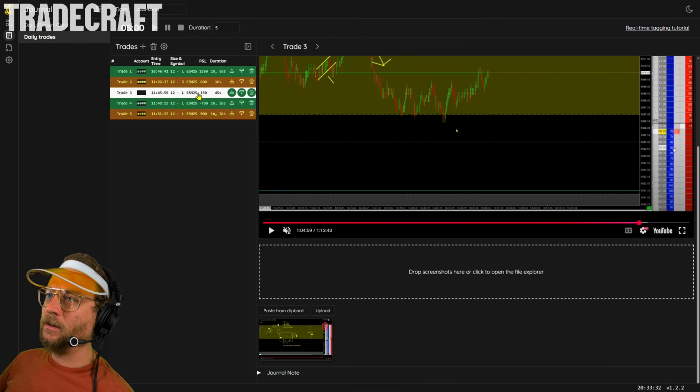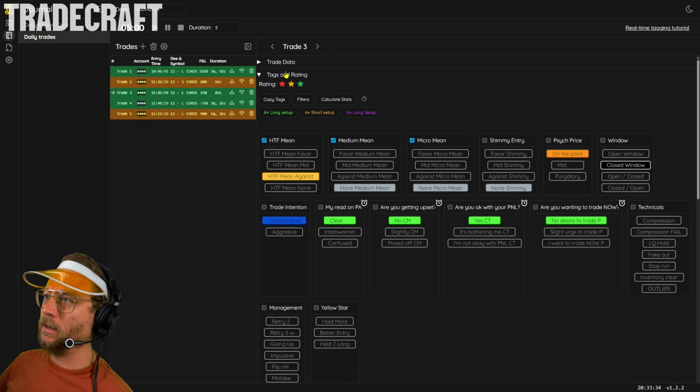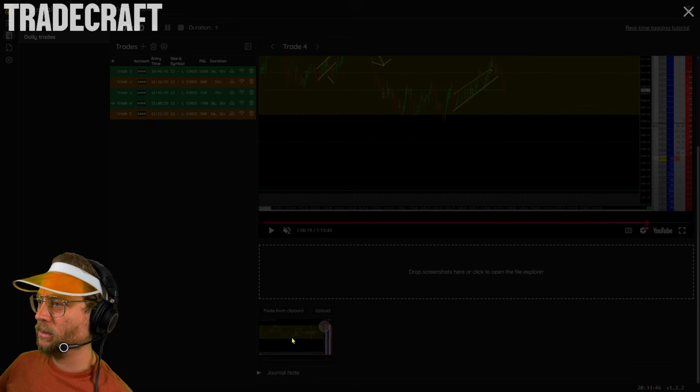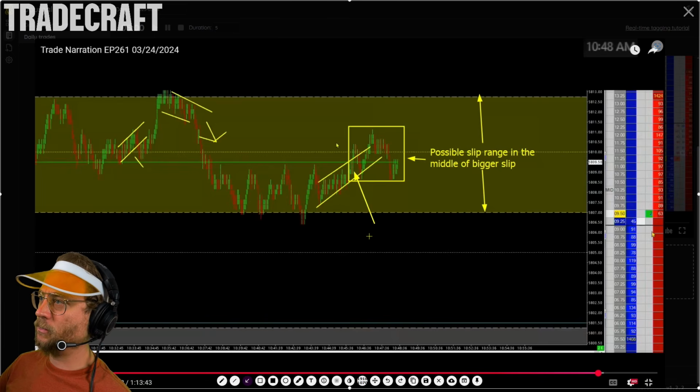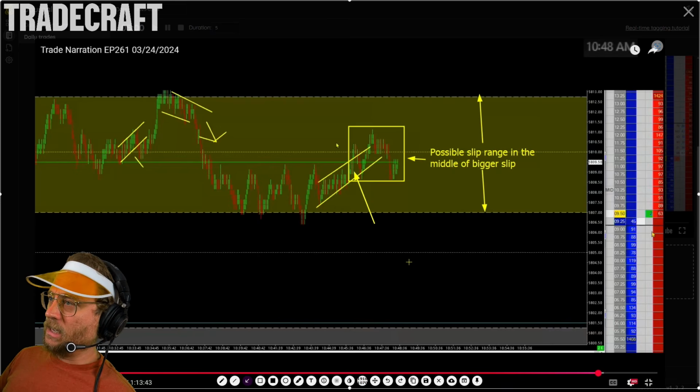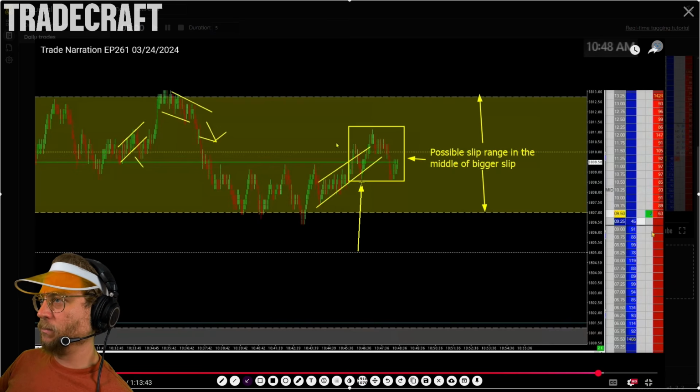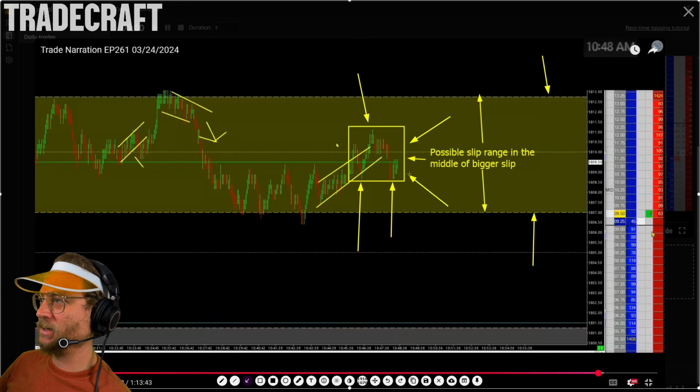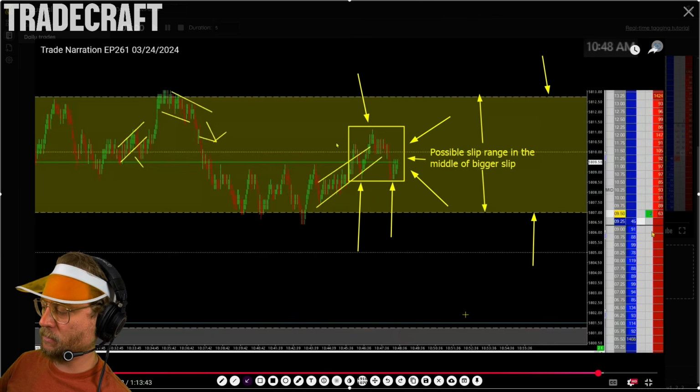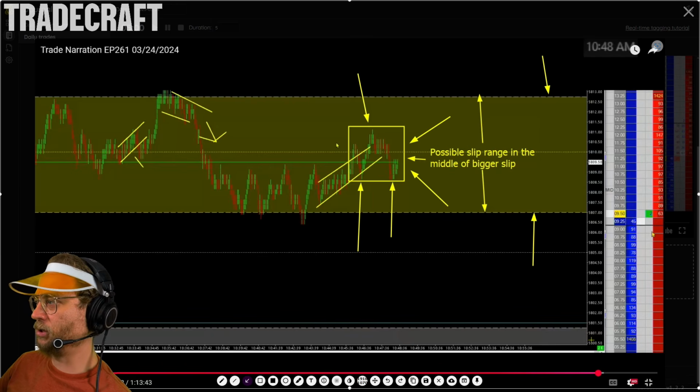It was a green star trade, so here are the tags on it, which means good trade. Trade 4, here are the tags on that. We'll pause it and look at the screenshot. Right in here is where we originally went for it. At this point, I do believe we are making a slip range right here, which would be dead center of the bigger slip range. If you have a small slip range centered on a bigger one, typically it's really clean trades, really good clean scalps.